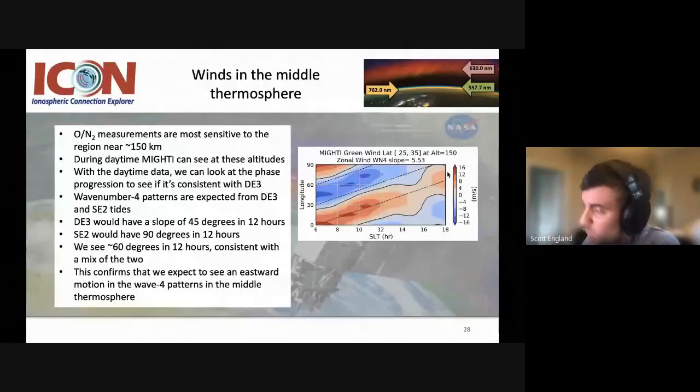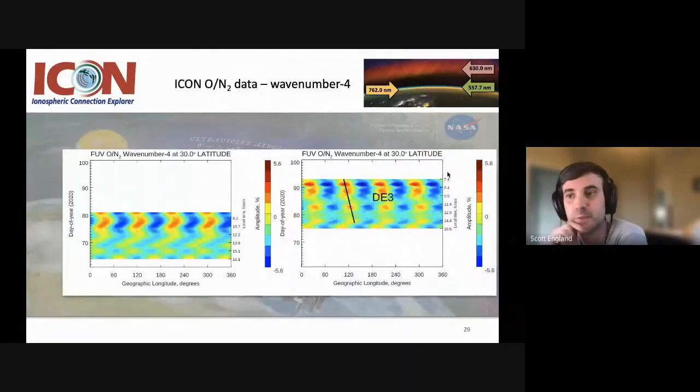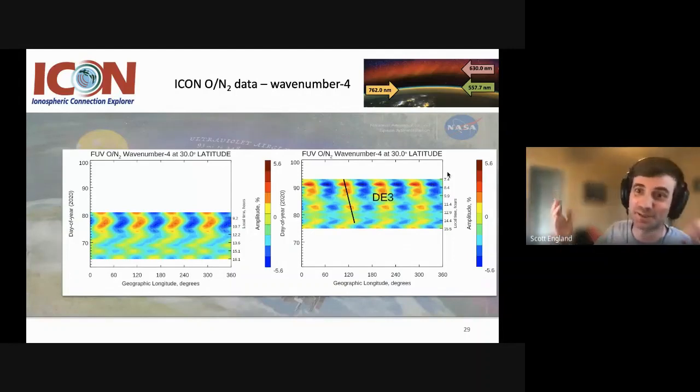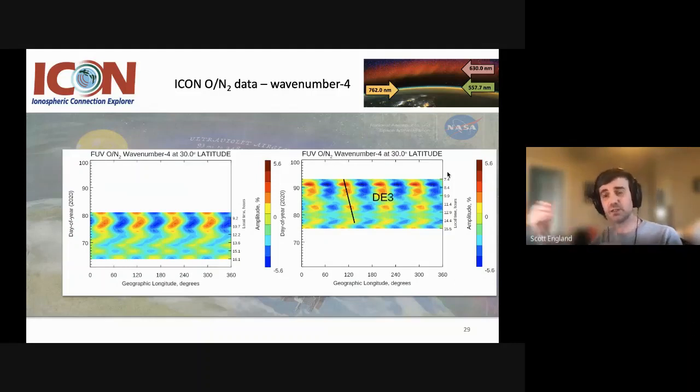Okay. What do I see in my composition data? I broke these up into ascending and descending nodes, and I didn't label them. One of these is the ascending node, one of them is the descending node. I did that because we sampled the same local time at a different day of year with those two, and I didn't want to mix the day of year variations with the local time variations. Both of these run day of year on the vertical axis, longitude on the horizontal axis. Local time runs the opposite way to day of year, so it increases as you go downwards.